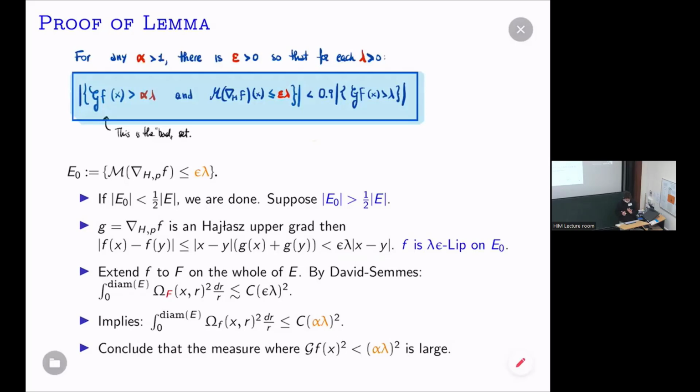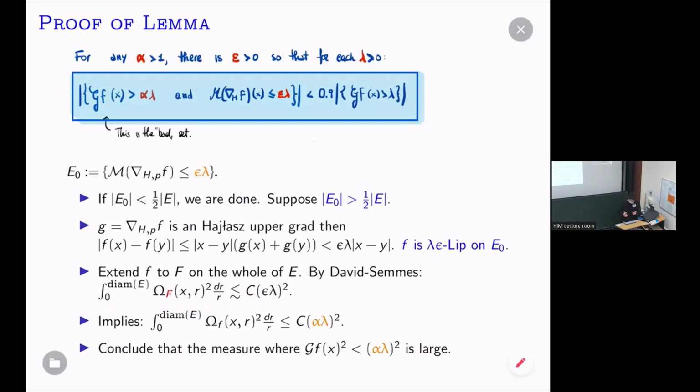Okay, so then I mentioned before that David and Sam proved that on uniform rectifiable sets, if you have a Lipschitz function, then this, with also the measure on the set, is a Carleson measure. So essentially, we get that this quantity is small. So f is really well approximated by affine functions. Okay, and then we transfer.